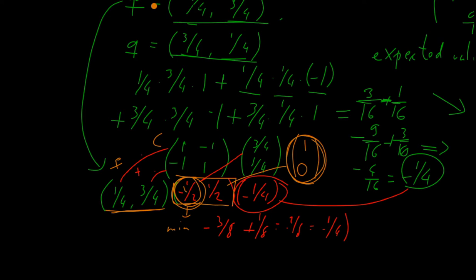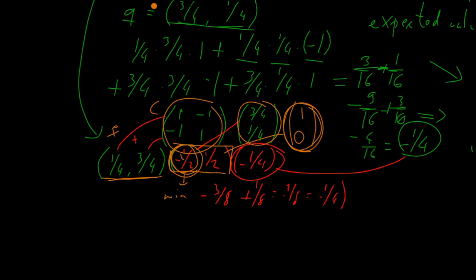And similarly, if player A knows that player B will choose according to this probability, then player A just has to multiply the matrix with the vector, and player A will get something like 3/4 minus 1/4, which is 1/2.